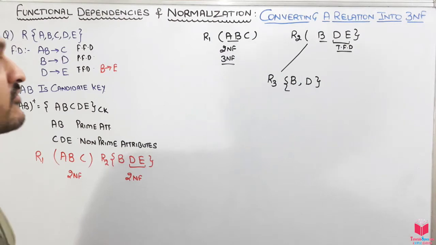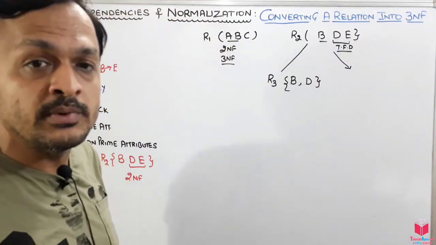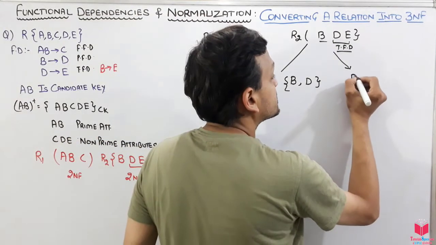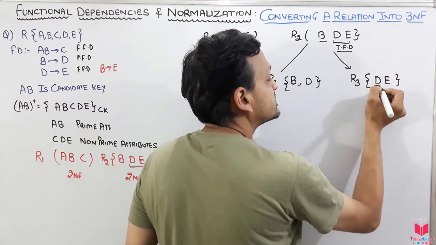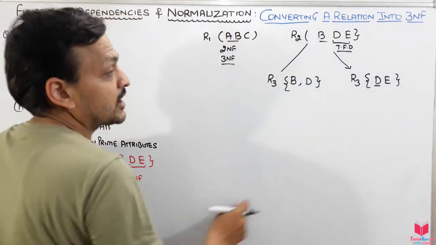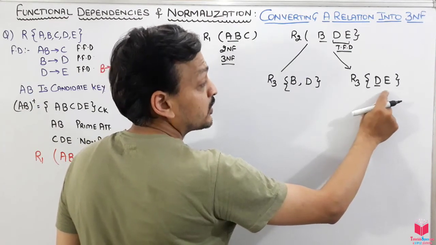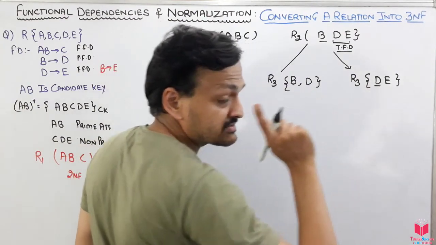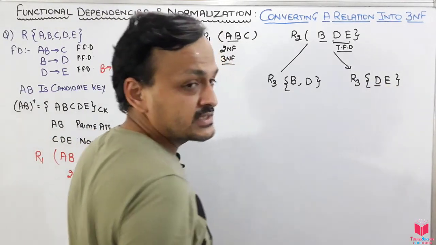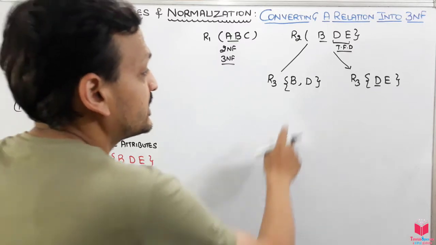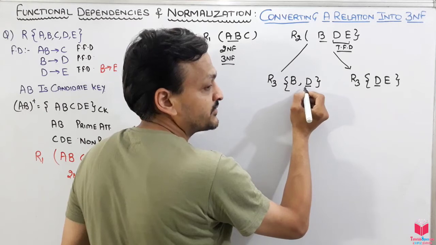Okay guys, and from that, these two non-prime key attributes will be taken in another table. So there is a third relation which consists of D and E. Here D is a key. Now E is fully functionally dependent upon D, and there is no transitivity because there is one key, which is D, and this is the non-prime key. D is fully functionally dependent upon B and no transitivity occurs here.